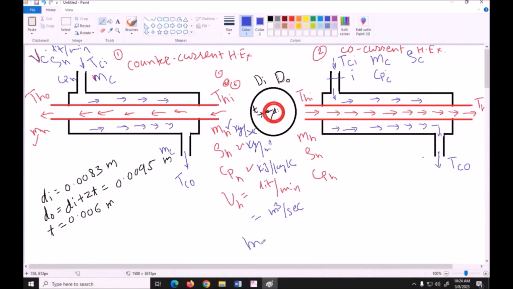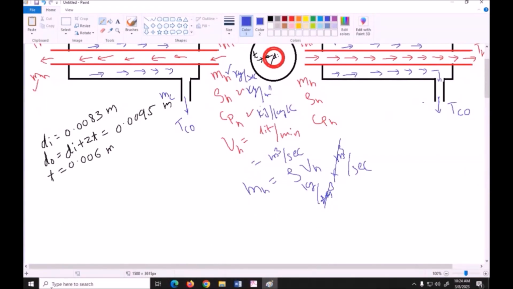So mass flow rate mh is equal to density into discharge, as we study in fluid mechanics. So kg per meter cube into meter cube per second. The volume flow rate should be in meter cube per second, so meter cube gets cancelled, and we have kg per second. So this is about the volume flow rate. From the computer we need to get the values of VH, all 4 temperatures, and the volume flow rate. Then we can do the calculation.